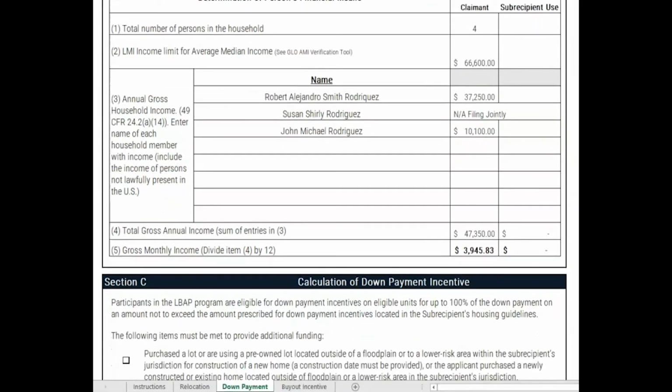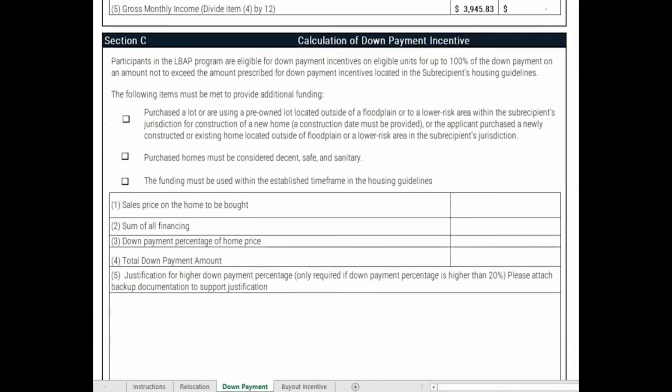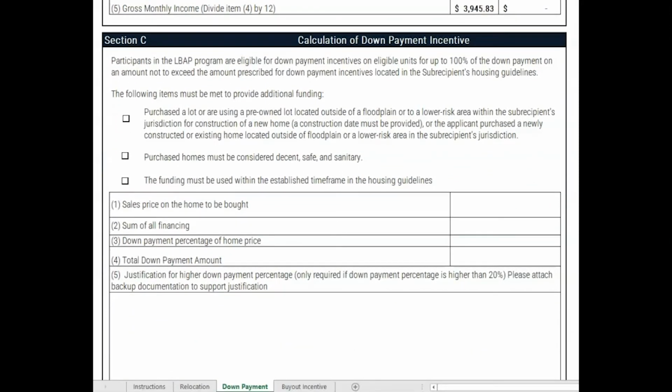Down Payment Assistance Sheet, Section C. The first part of Section C of the Down Payment Incentive Calculation Form is for the subrecipient to check off whether the applicant is meeting the down payment incentive requirements. The applicant must be able to check off these items to be eligible for down payment assistance. Backup documentation should be attached in the file to demonstrate that the applicant is meeting the requirements, and the checkbox should then be checked off.